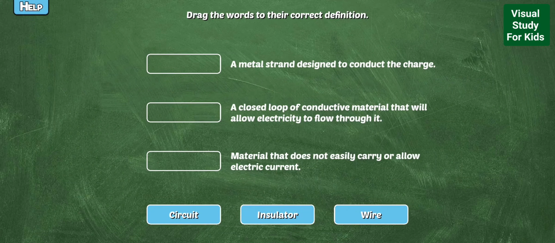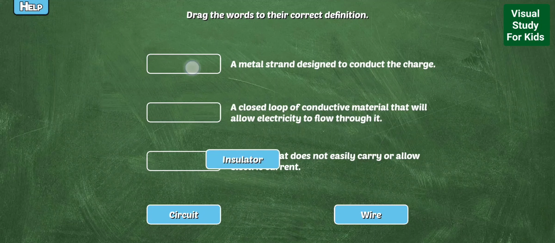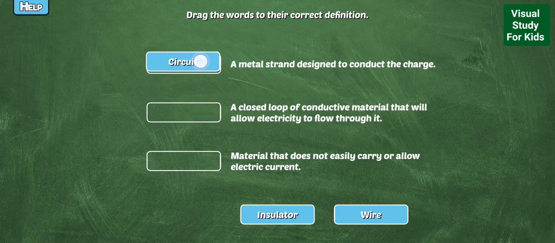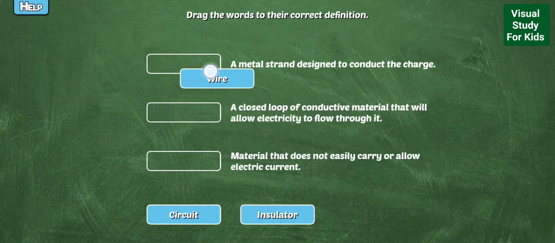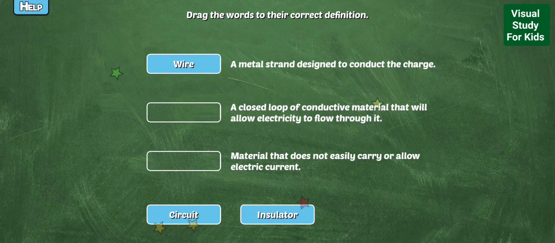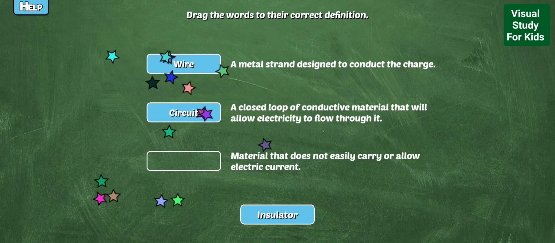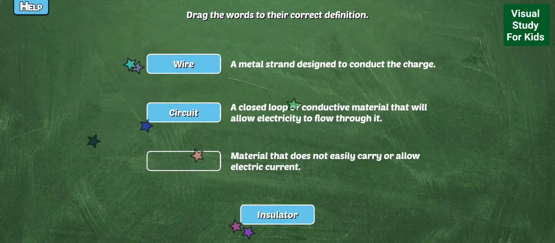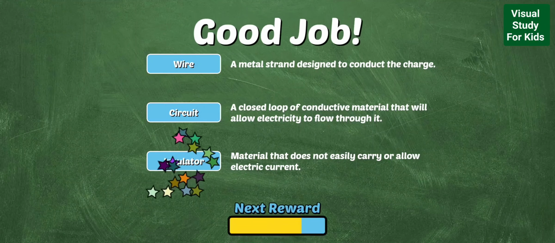Drag the words to the correct definition. Insulator. Circuit. Wire. Insulator. Circuit. Insulator. Good job!